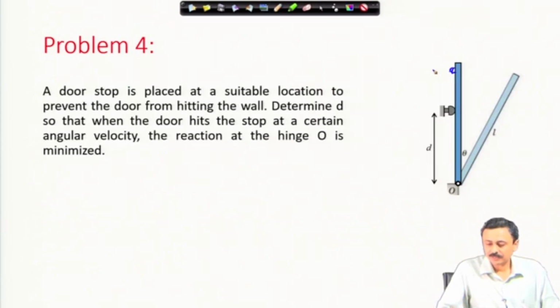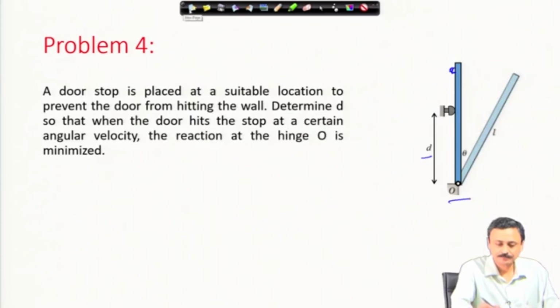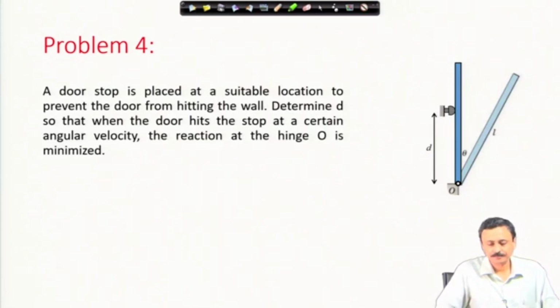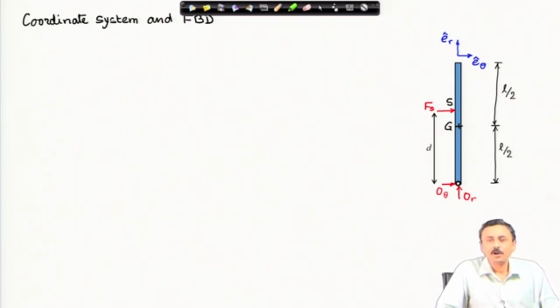Determine d, the distance shown, this distance d, where the stop has to be put. Determine d so that when the door hits the stop at a certain angular velocity, the reaction at the hinge O is minimized. I have drawn the door at the instant it has just hit the door stop. Now, when it hits the door stop moving at a certain angular velocity, there will be an impulsive force at the door stop, because the door suddenly comes to a stop. There must be an impulsive force. You know that only an impulsive force can change linear or angular momentum suddenly.